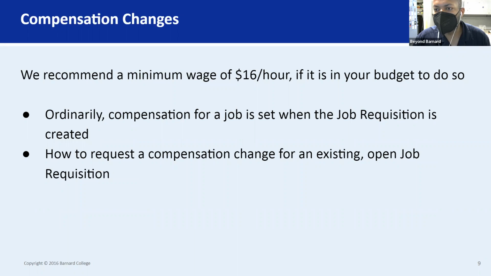So compensation changes. We recommend a minimum wage of $16 an hour if it's in your budget to do so, in accordance with everything going on and prices for everything changing. Beyond Barnard is moving to $16 an hour, and we encourage everyone to do so if you're able to. Compensation can be set when the job requisition is created. So when you're creating your job requisitions, that is when you can change that compensation.